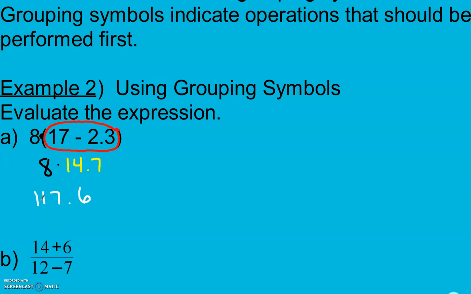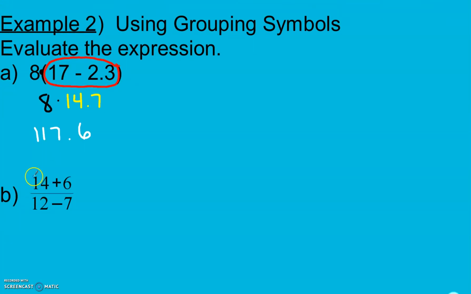Now I only have the one operation left, so I can multiply, and I get 117.6. In B, our grouping symbol here is the fraction bar. It tells us the top and the bottom go together. These have to be done first, and these have to be done first. So I can take 14 plus 6, which gives me 20. And then I can take 12 minus 7, which gives me 5. Remember that division bars or fraction bars mean we're going to divide, so I can take 20 divided by 5 and get 4.